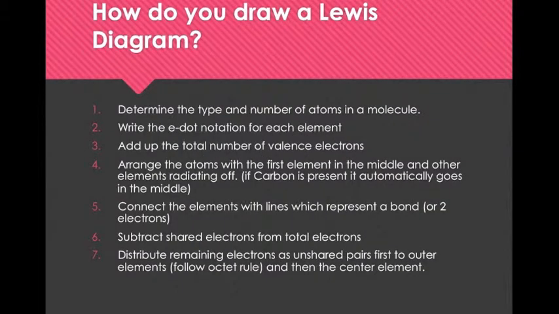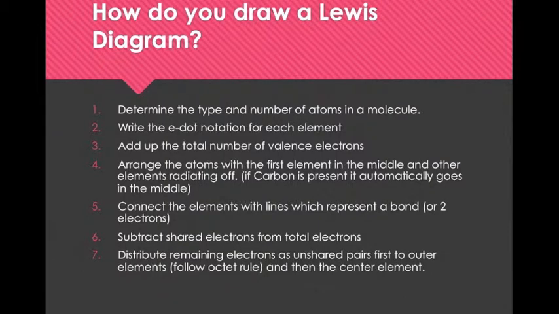In order to draw a Lewis diagram, you must first determine the number and type of atoms in a molecule. After that, you can write the electron dot notation for each element. This basically just shows the number of valence electrons for that element. Then add up the total number of valence electrons from all the atoms to help distribute them back out after they're arranged.